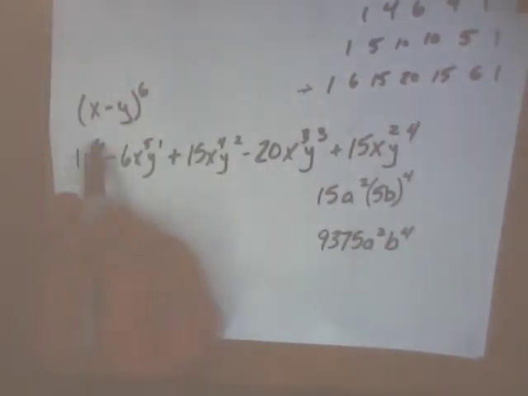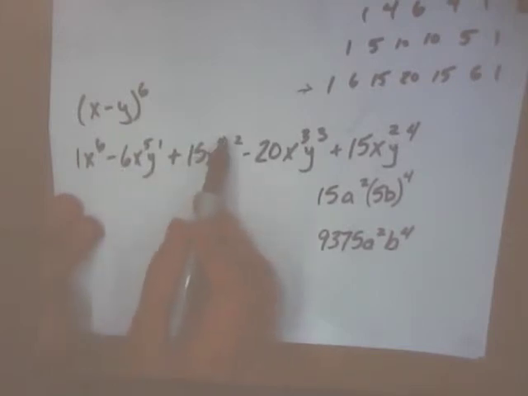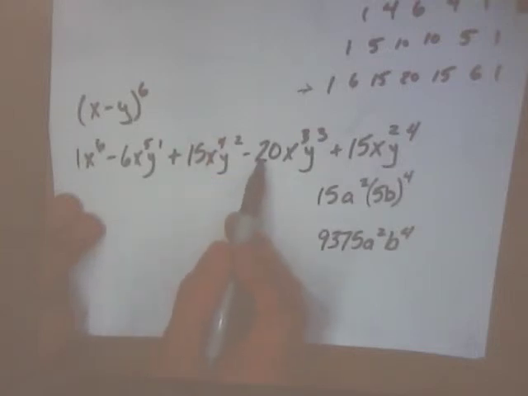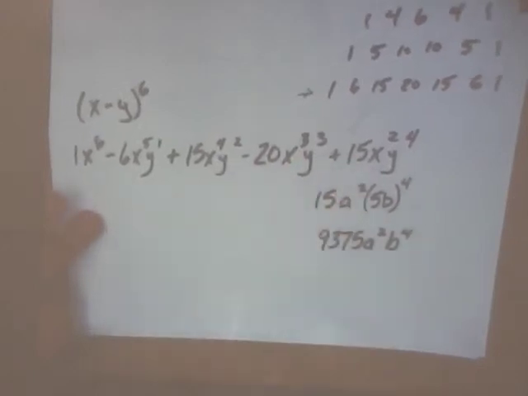Now multiply the coefficient times the exponent. Gives me 6, divided by the number of terms. This is the first term. So 1 times 6 is 6, divided by 1 gives me 6. 6 times 5 is 30, divided by 2, because it's a second term, is 15. 15 times 4 is 60, divided by 3 is 20. 20 times 3 is 60, divided by 4 is 15. Any other questions?